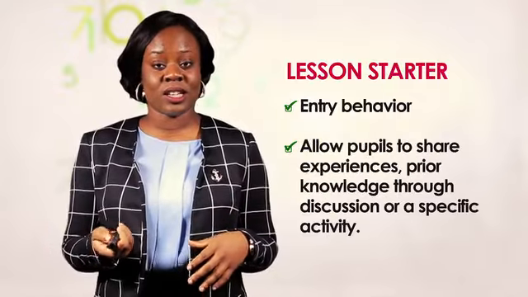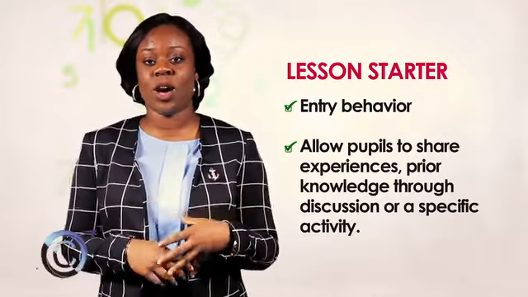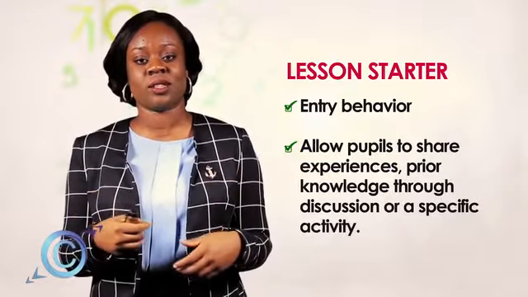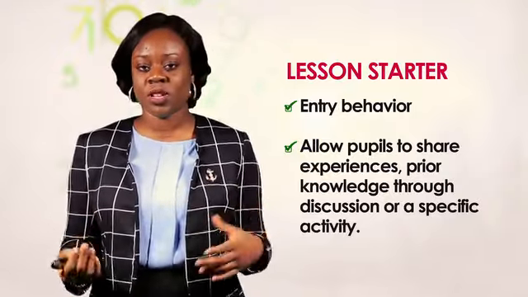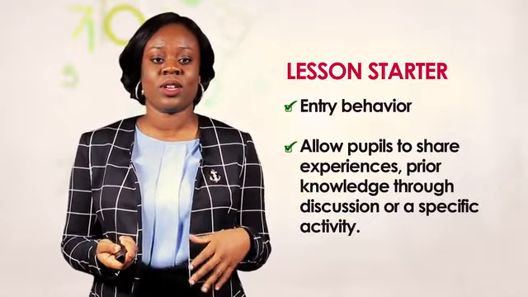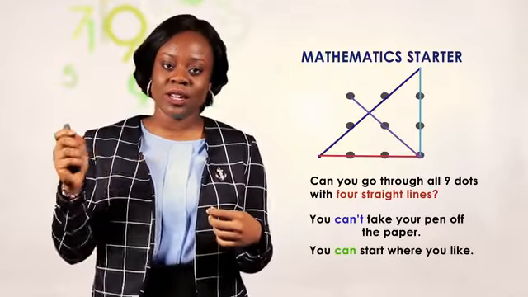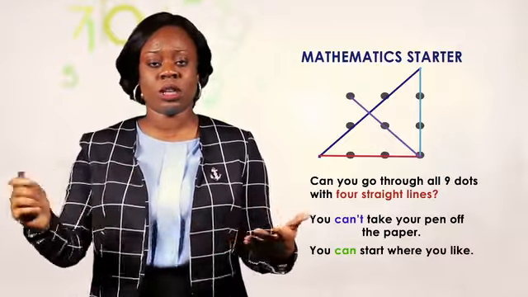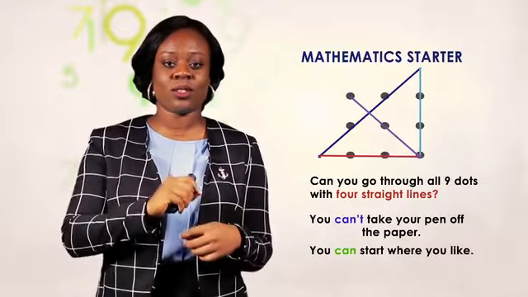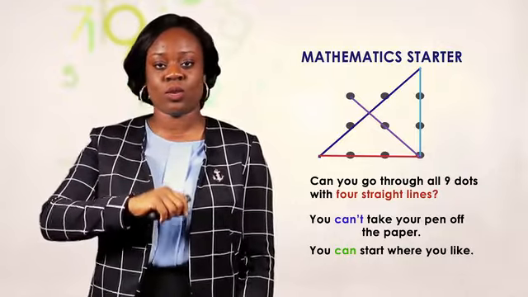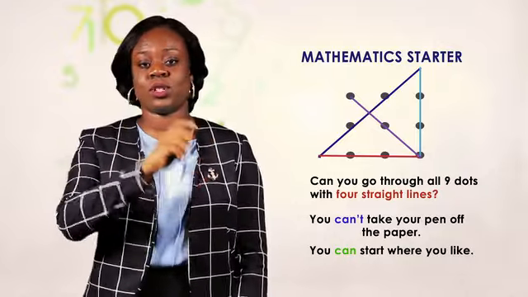The first is the lesson starter. Include your entry behavior and any other activity that will excite and engage learners from the very start. Allow pupils to share experiences and prior knowledge through discussion or a specific activity. You can use a starter like this one, which can be used in math. Put 9 dots in a square and ask a student to come to the board or on their sheets of paper to connect all 9 dots with 4 straight lines. They can't lift the pen or the chalk from the surface, they have to take it through.